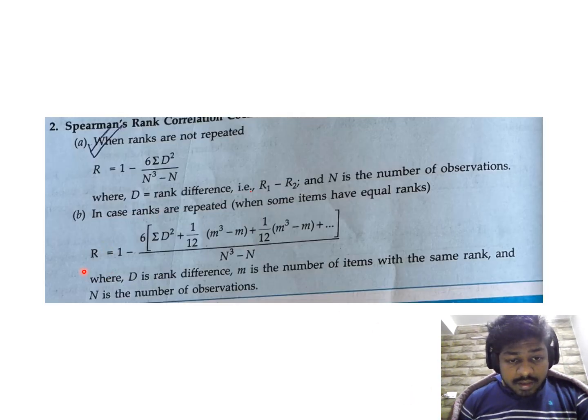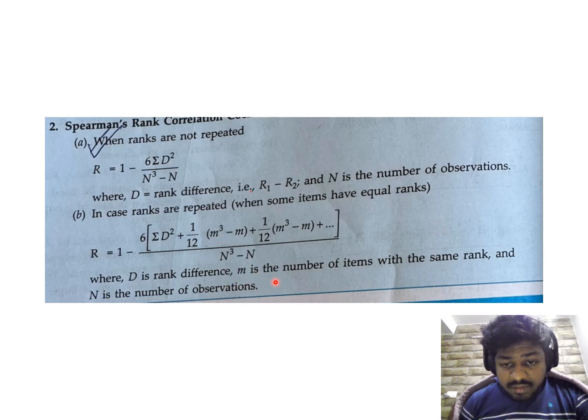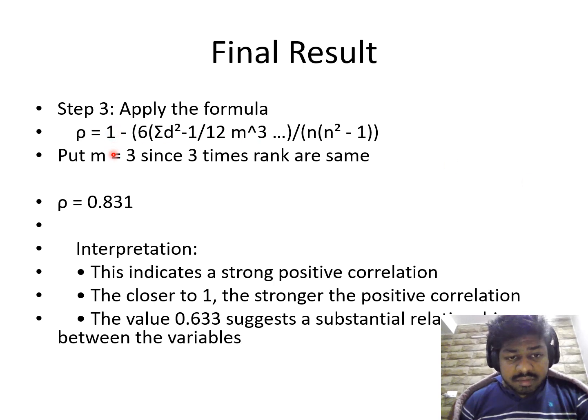Now, as you can see, we are calculating this formula where you take 6 into sigma d square plus 1 by 12 m cube minus m, plus 1 by 12 m cube minus m. Here you will do it 3 times, because m is the number of items with the same rank. So basically it will be 1 minus 6 into sigma d square plus 1 by 12 m cube minus m, 3 times, divided by n cube minus n, and here you will be putting m equals 3. So the Spearman coefficient will be 0.831.